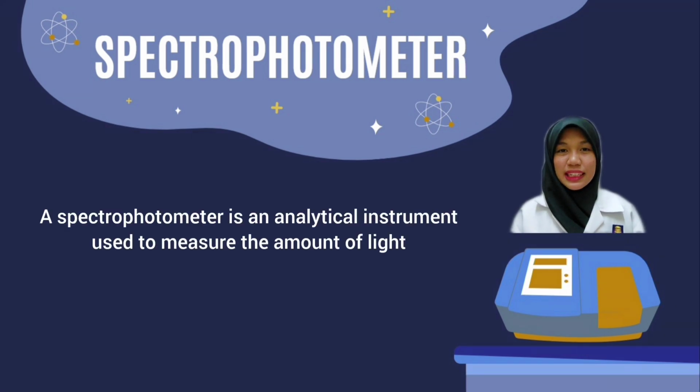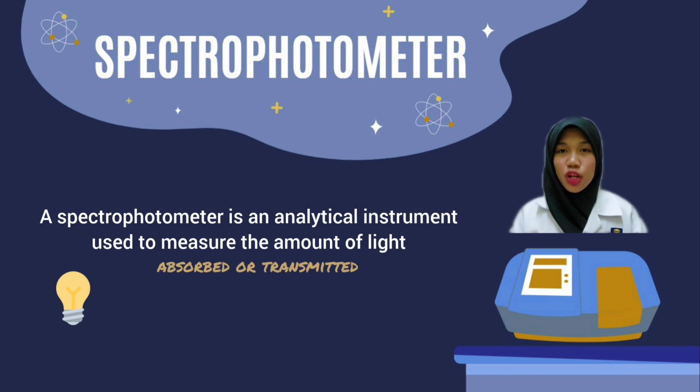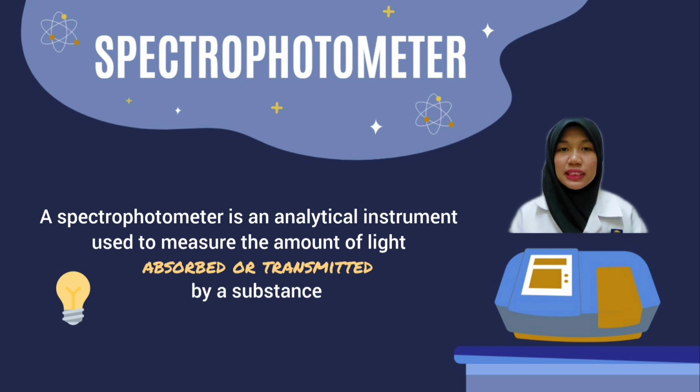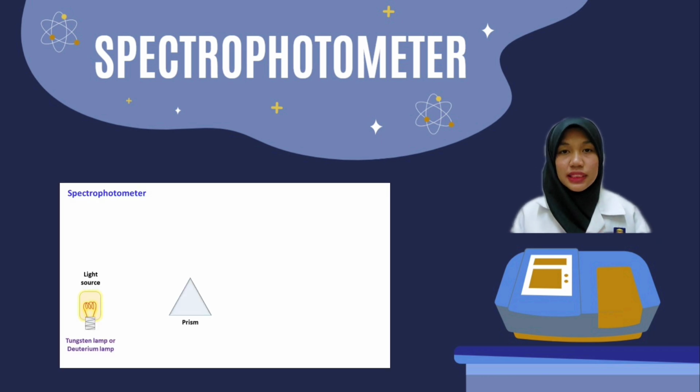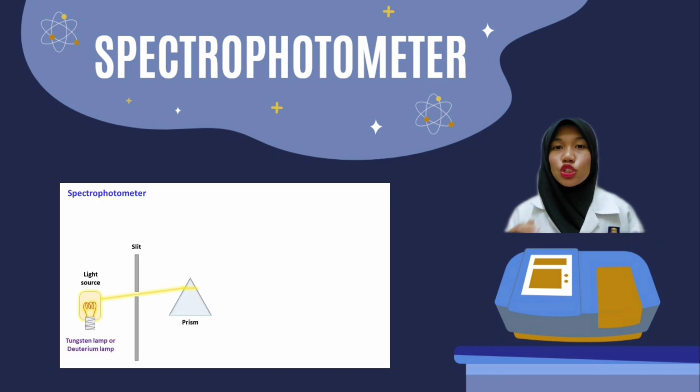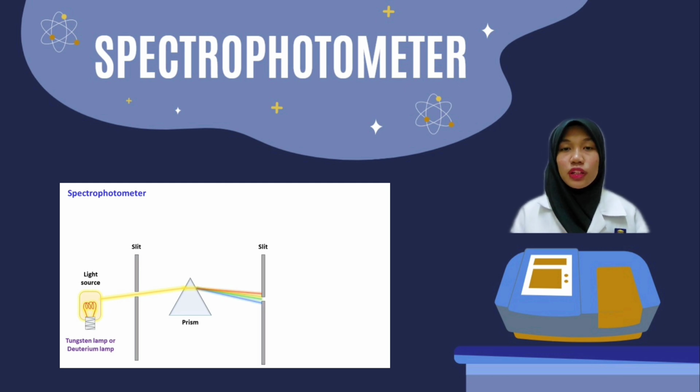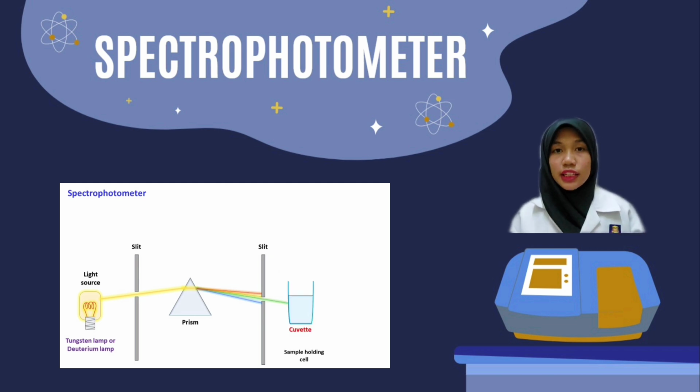A spectrophotometer is an analytical instrument used to measure the amount of light absorbed or transmitted by a substance at specific wavelength. So, how does this machine work? In the spectrophotometer, a prism or grating is used to split the incident beam into different wavelengths. By suitable mechanism, wave of specific wavelength can be manipulated to fall on the test solution. The range of the wavelength of the incident light can be as low as 1 to 2 nanometer.